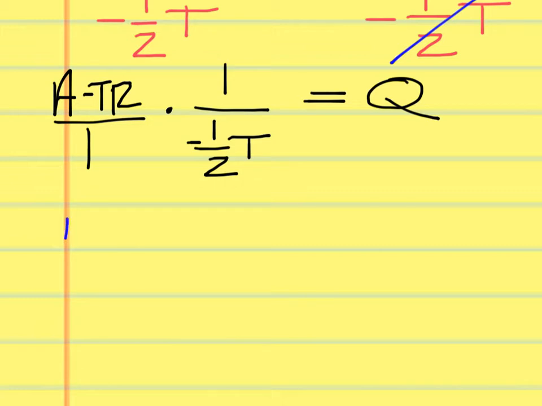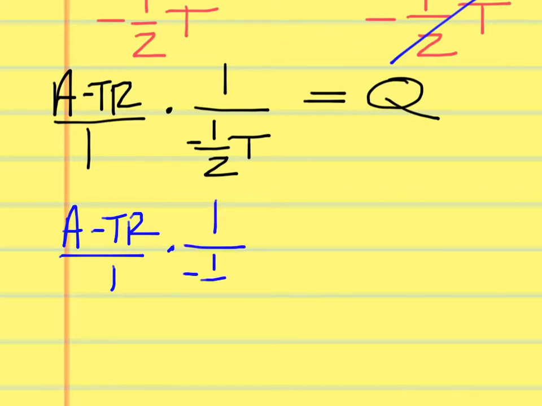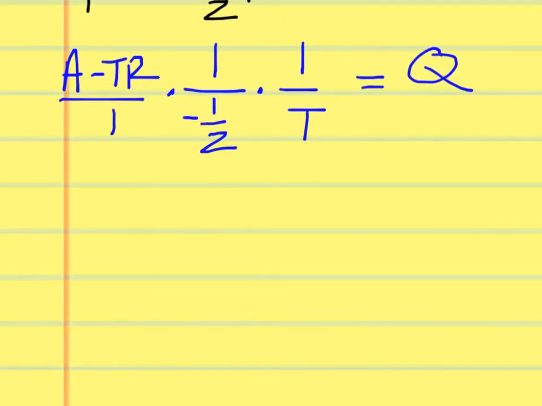Now, on the right-hand side, that's what we want to look at. 1 divided by a negative 1/2 over T. You can split that one up as well. That's the same as 1 over a negative 1/2 times 1 over T. Which fraction do we need to simplify? Yeah, 1 over a negative half.